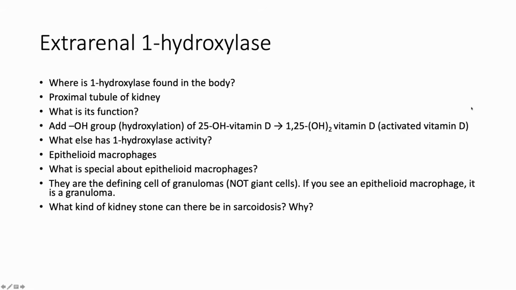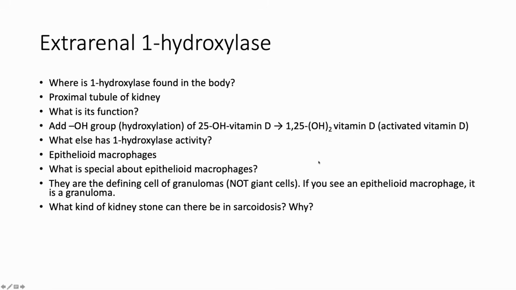So what kind of kidney stone then, Andrew, could you get in sarcoidosis and why? Calcium based, because there's an excess of calcium secondary to the excess vitamin D because of the excessive 1-hydroxylase activity. Oh, yes, exactly. That's really good.